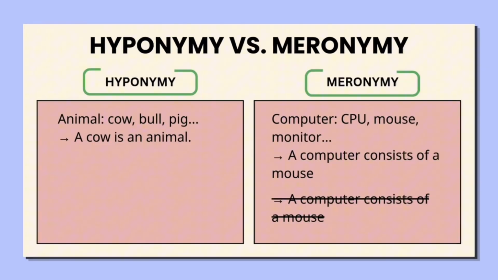Here, we compare hyponymy and meronymy. Hyponymy, as you can see, a cow is an animal, and this is a category relationship. Meronymy, a mouse is a part of a computer. This is a part-whole relationship. So, although both connect meanings, they function differently. Next, let's move on to lexical gaps.